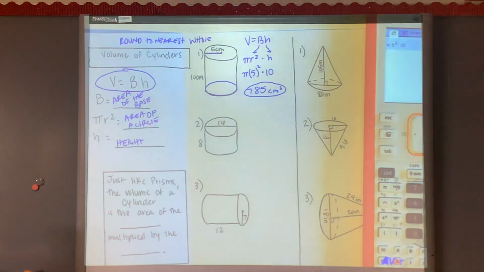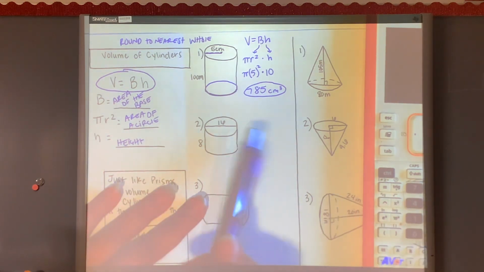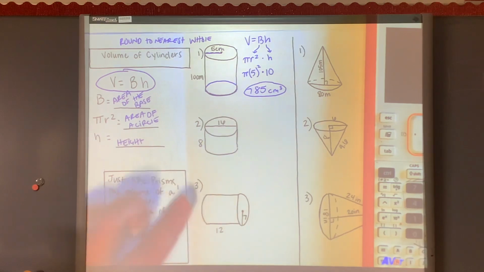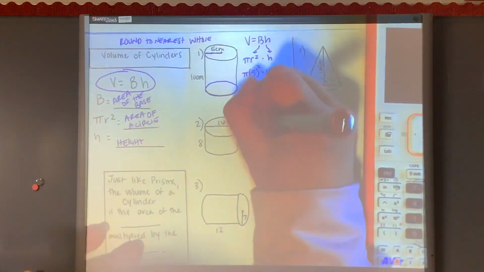Basically saying we're filling up something with a bunch of tiny, tiny, tiny cubes to see how much is filled, or how much it takes to fill up an object with cubes. Okay, so let's move on to our next cylinder here. I'm going to change the color so we don't get confused on what I'm working on.